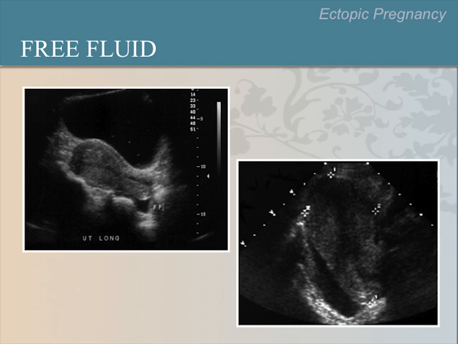In this sagittal view, we can compare smaller and larger amounts of anechoic free fluid in the pelvis. Please pause the video now to ask participants to identify the free fluid in these images. Here we have pointed out the free fluid with arrows. The small amount of free fluid seen in the left image may be normal. The larger amount of free fluid seen in the right image is more worrisome.